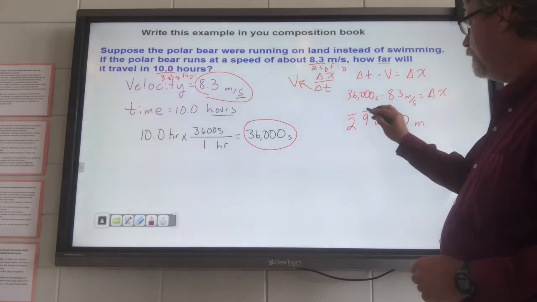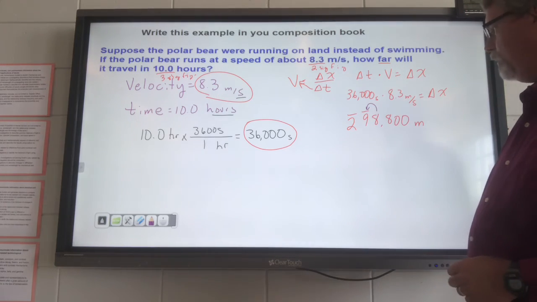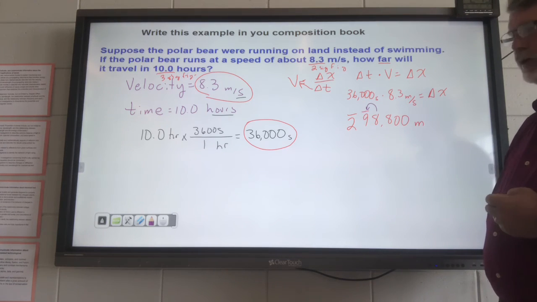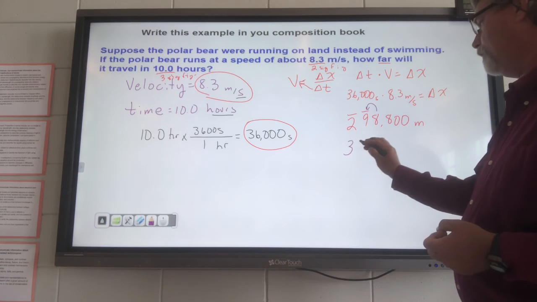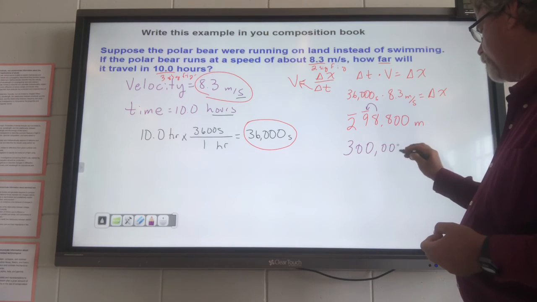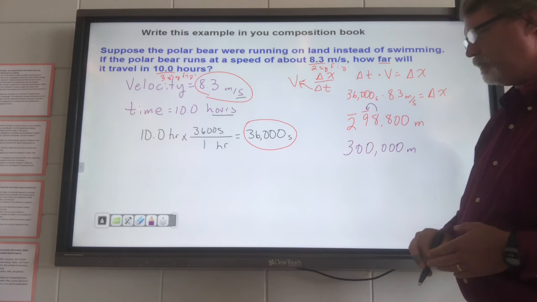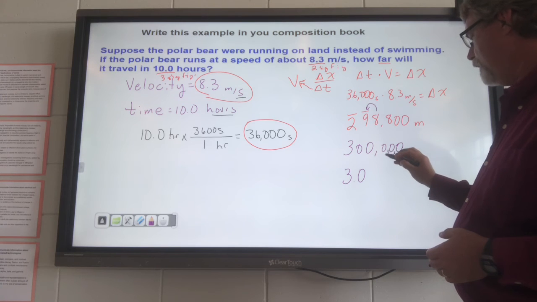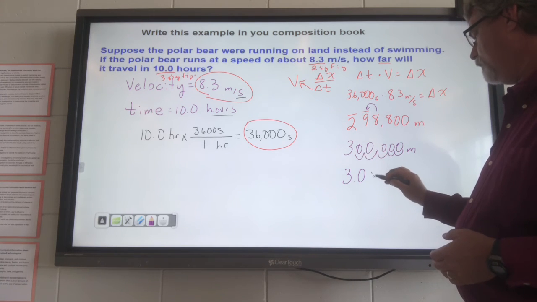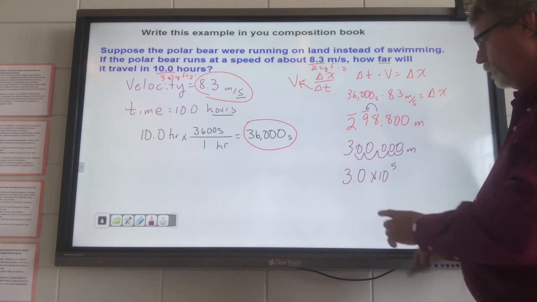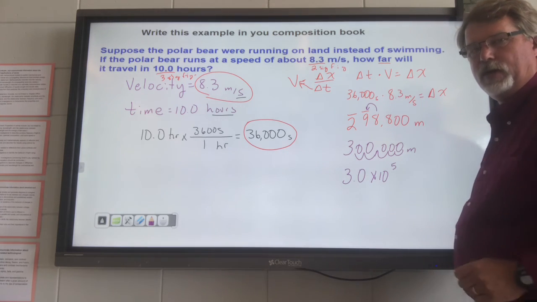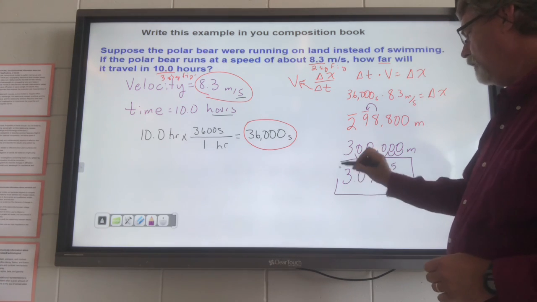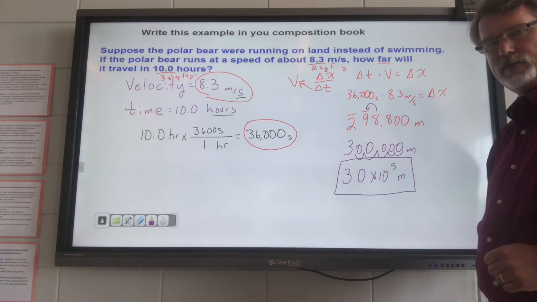The 8 would round, so 298,800 meters rounds to 300,000 meters. That's still not two significant figures, so for two significant figures we must write it in scientific notation. We move the decimal once, twice, three times, four times, five times. When we finalize the scientific notation, we have the 0, and that gives us two significant figures. So our final answer, correctly reported to significant figures, is 3.0 times 10 to the 5 meters.